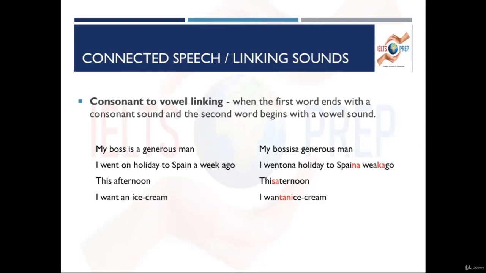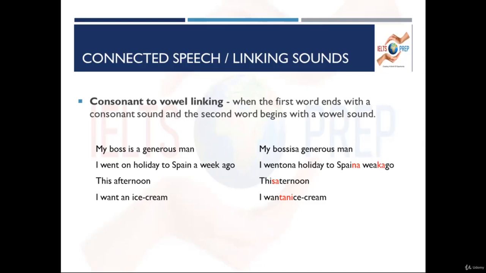I went on holiday to Spain a week ago. You can see here, you have the word went and on, went on, went on. I'm going to pronounce it like it's one word, went on. Holiday to Spain, Spain, Spain, oh, Spainer. Week ago, week ago, week ago.